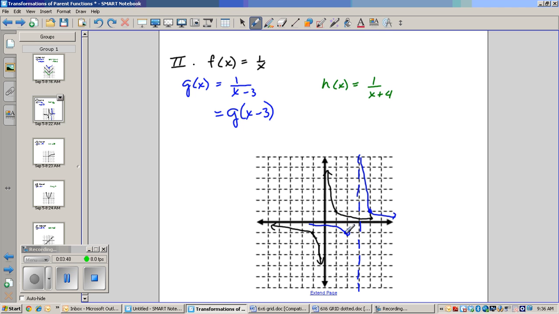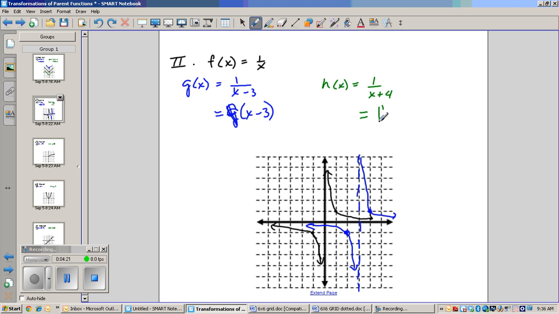If the parameter is in the argument, it affects the x's, and if it affects the x's, it's always the opposite of what you see. So if we move over to h of x, this would be, whoops, I made a mistake. This should be f, not g, of x minus 3.